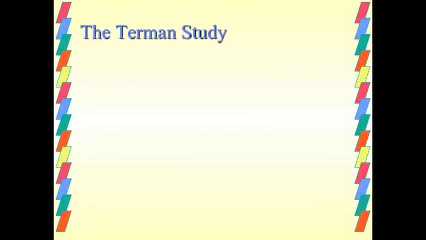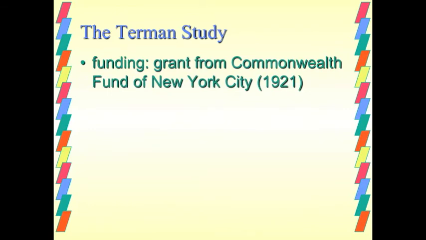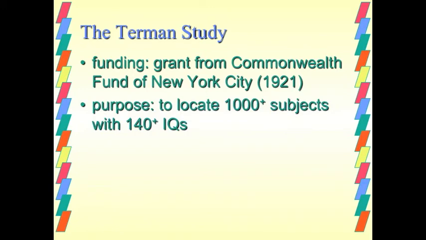As an offspring of his study, Lewis Terman obtained funding from the Commonwealth Fund of New York City. Now, why New York City would give him money to conduct an experiment in California, I do not know. But Terman's purpose was to locate, with his new Stanford Binet test, 1,000 or more people with IQs of 140 or higher. That 140 is not where genius happens. That's not the dividing line. 140 is simply, using that normal curve, the top 1% of the population.